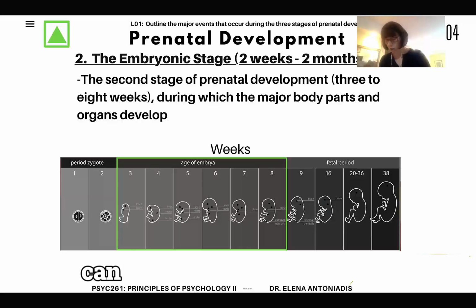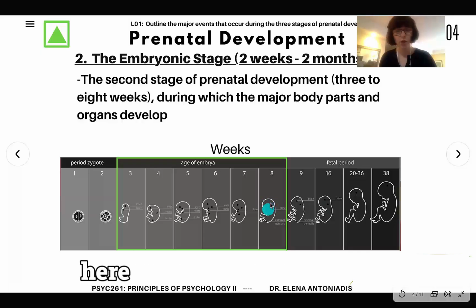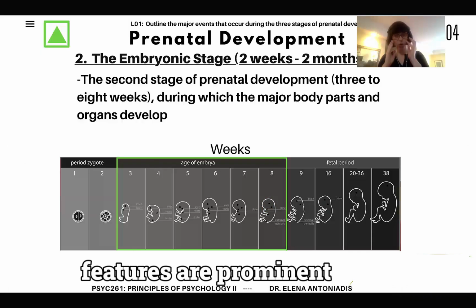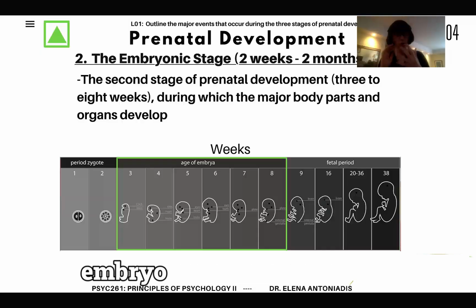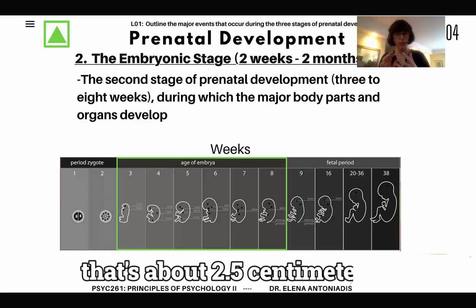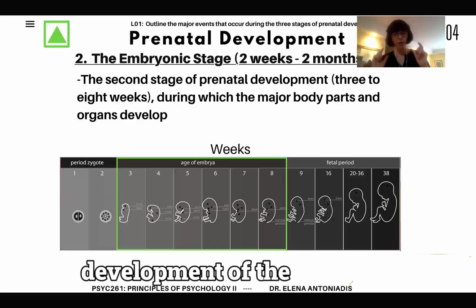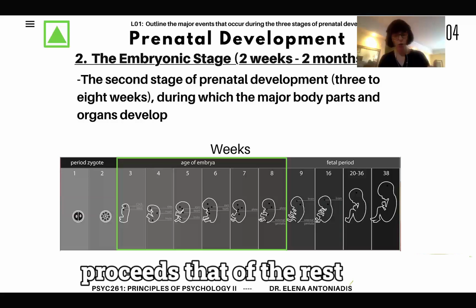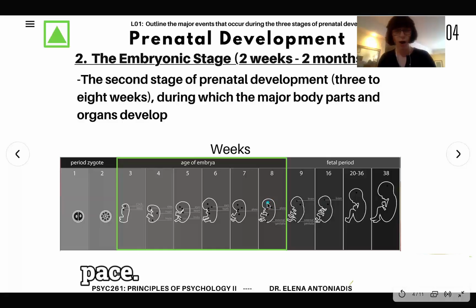So you can see, one second please. Right, so you can see by week 8 here, the head is well rounded, the facial features are prominent, they're clearly defined, and this occurs within an embryo that's about 2.5 centimeters and weighs very little at that point. But the development of the head precedes that of the rest of the body. So it happens at a much quicker pace.